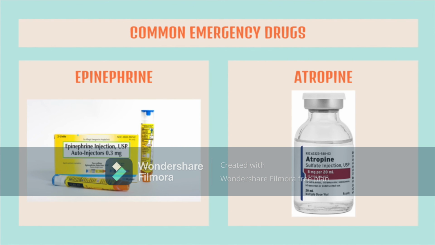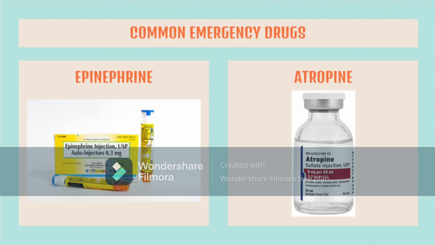Now let us move on to the common emergency drugs used in ALS. First we have is the epinephrine. So this drug produces an increase in blood sugar and increases glycogenolysis in the liver. Through its action on beta-adrenergic receptors, epinephrine leads to bronchial smooth muscle relaxation that helps to relieve bronchospasm, wheezing, and dyspnea that may occur during anaphylaxis.